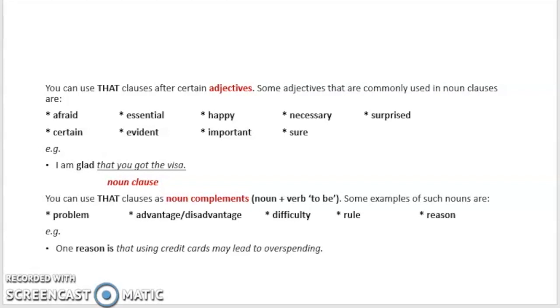In other words, you can use them with certain nouns that are followed by the verb to be. Some examples of these nouns are problem, advantage, disadvantage, difficulty, rule, and reason. Using noun complements is very useful when you're writing a paragraph. If you need to write about a problem, an advantage, a disadvantage, a difficulty, a rule, or a reason, then it is very useful to use noun clauses. For example, one reason is that using credit cards may lead to overspending.